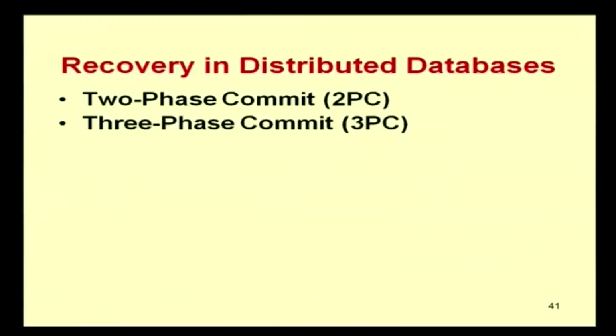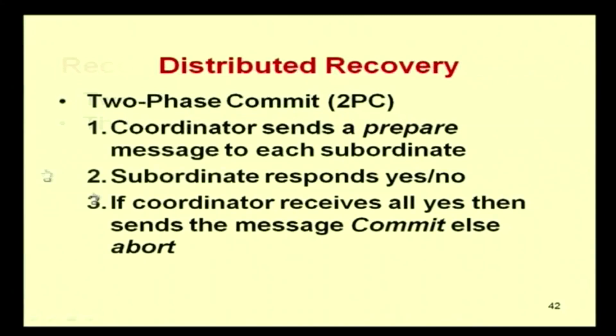You have two types of commit protocol: one is called two-phase commit and the other is called three-phase commit. In the two-phase commit, the coordinator sends a prepare message to each subordinate. The subordinate responds yes or no. If the coordinator receives all yes, then it sends the message commit; otherwise it will abort.